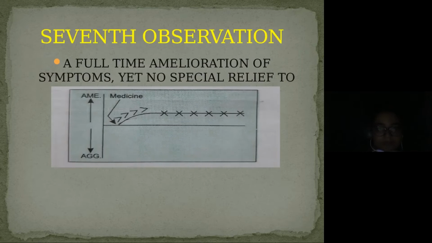So now the seventh observation. What is the seventh observation? A full-time amelioration of symptoms, yet no special relief to the patient. Here there is amelioration of symptoms, but the patient feels no relief. There is no special relief to the patient.